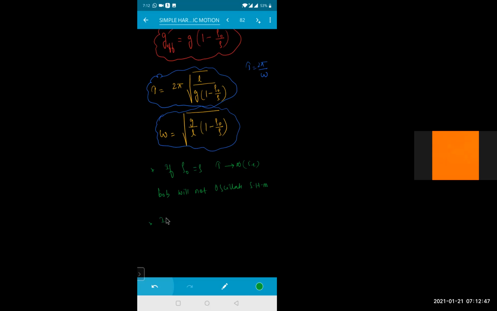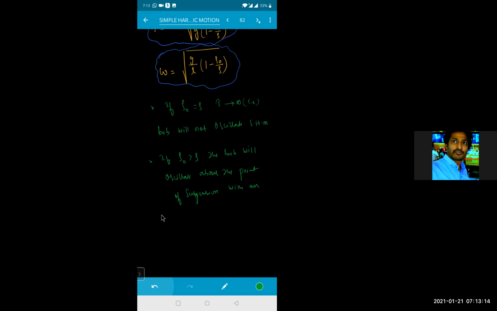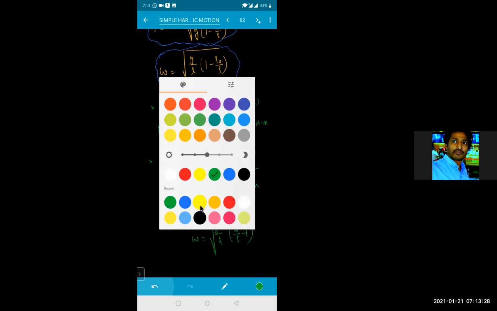In the same way, if the density of your fluid is greater than the density of the body, the bob will oscillate above the point of suspension, with an angular frequency omega equal to under root of g by L into rho naught divided by rho minus 1. So that will be the value of your omega.